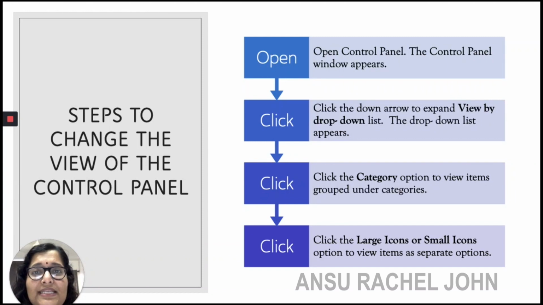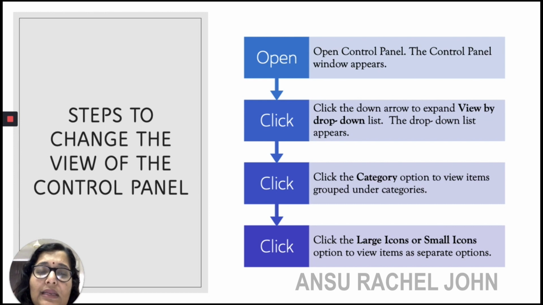Now let's see the steps to change the view of the control panel. First thing that we need to do is open the control panel. The control panel window appears. Then from that you have to look for a drop down arrow to expand the view by drop down list. When you click on that, you will get the drop down list.